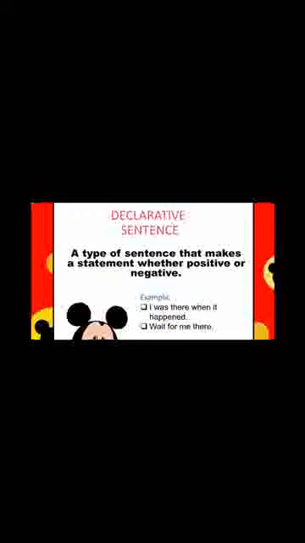A declarative sentence is the type of sentence that makes a statement, whether positive or negative. Example: I was there when it happened. Wait for me there.